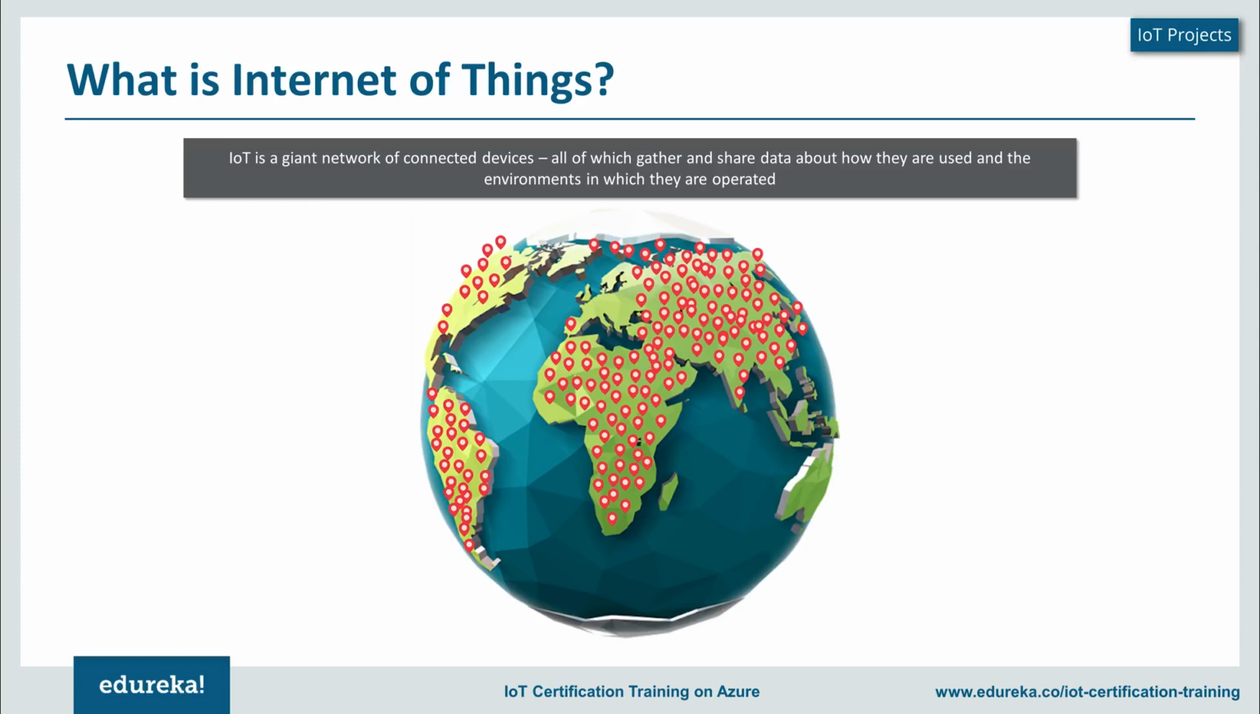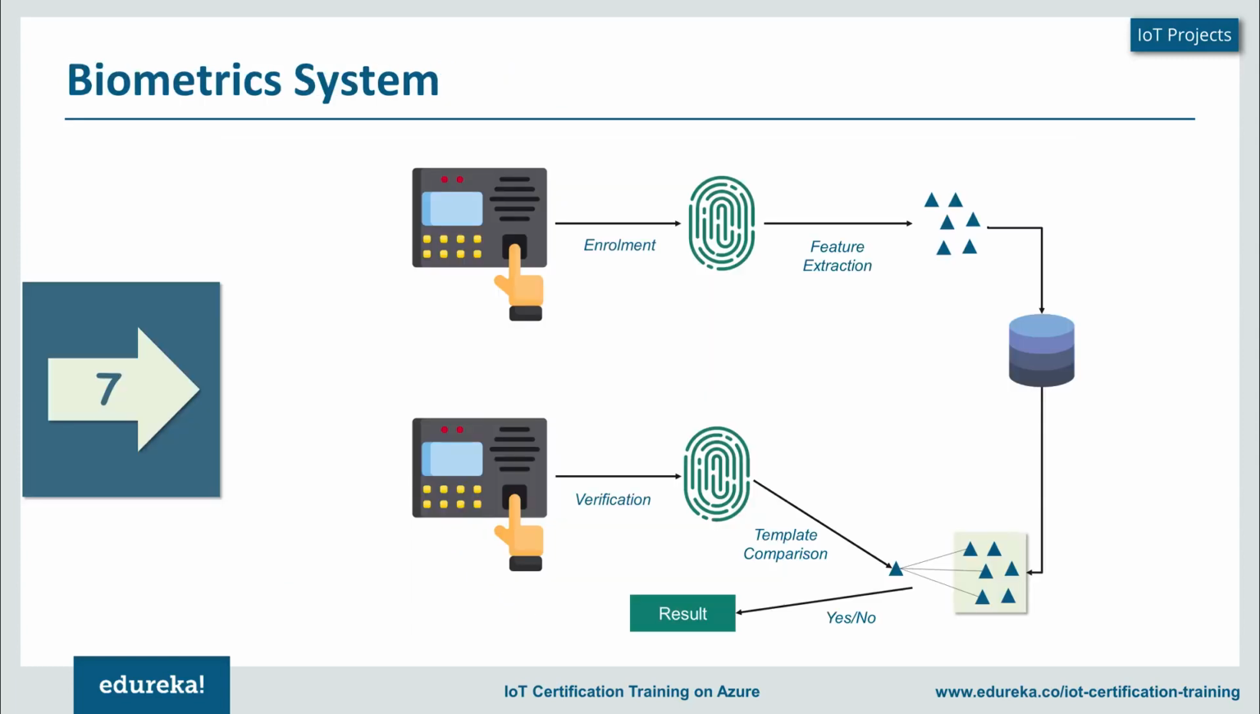Now let's talk about each of these projects. Let's start with number 7, which is a biometric system. Now, a biometric system is something that we always encounter on our daily basis as well, because we always either use a fingerprint sensor or we use an iris scanning. So it depends from organization to organization. But how does this actually work?